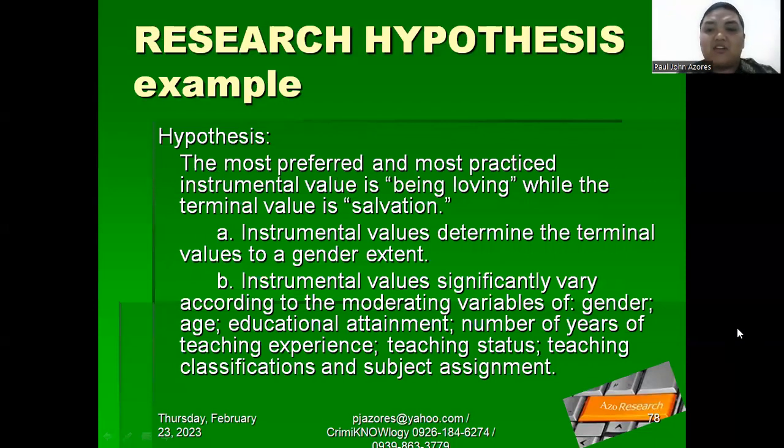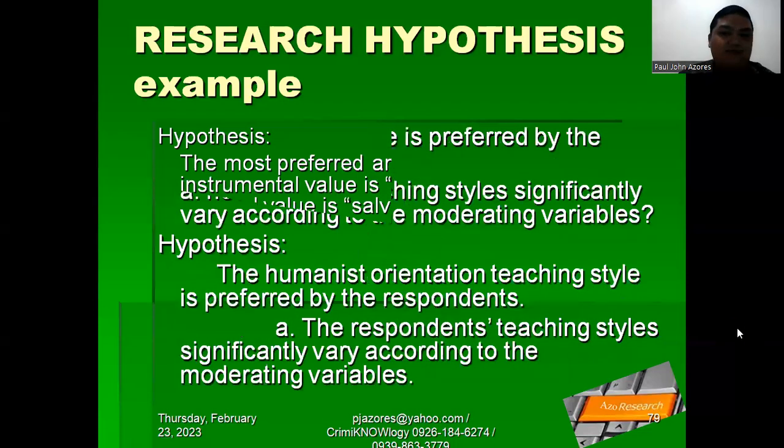A, instrumental values determine the terminal values to a great extent. B, instrumental values significantly vary according to the moderating variables of gender, age, educational attainment, number of years of teaching experience, teaching status, teaching classification, and subject assignment. If you will see in the example given, each SOP has its own hypothesis. Even the sub-statements of the SOP are also given hypotheses.